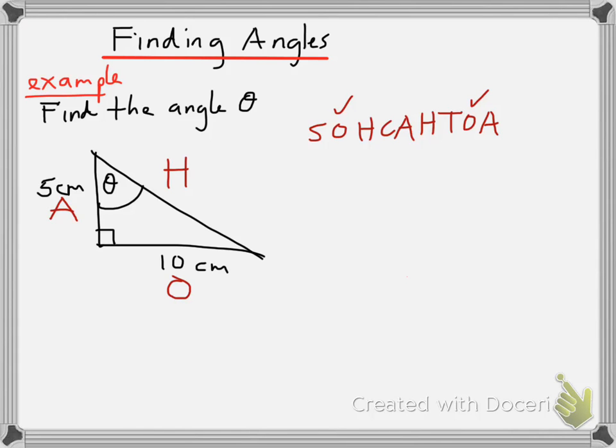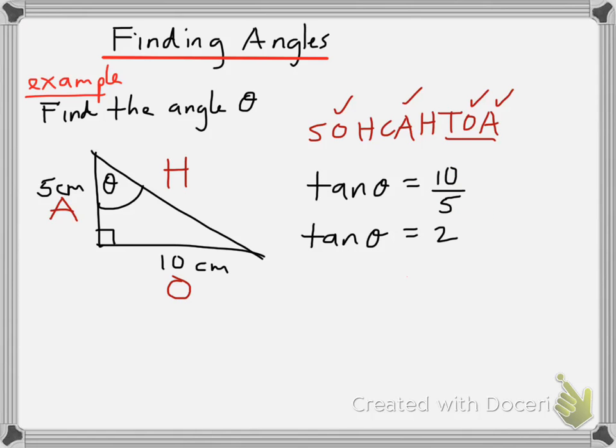Using SOHCAHTOA, you'll notice I've placed a tick next to O here because I have this opposite side of 10. I'm also going to place a tick next to the letter A because I have the adjacent side. That means I'm going to use the tan ratio, which is the opposite over the adjacent, 10 over 5. That gives me a value of 2. To find the actual angle, I need to take the inverse tan of 2, and that gives me 63.4 degrees.